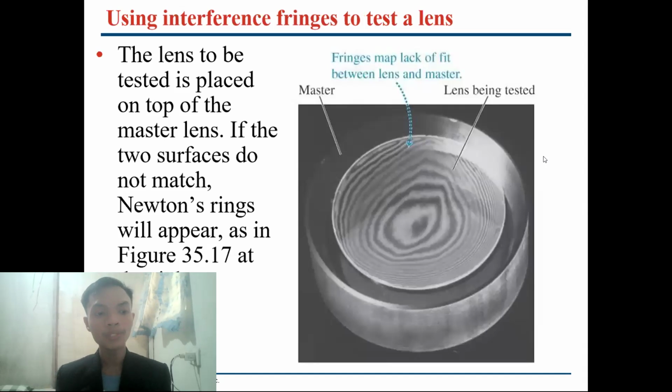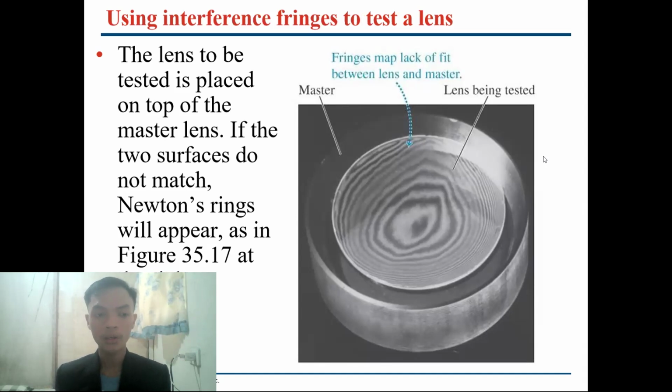So how about using interference fringes to test a lens? The lens to be tested is placed on top of the master lens. If the two surfaces do not match, Newton's rings will appear, as in figure 35.17 at the right.